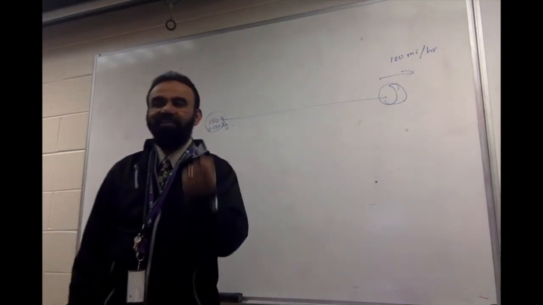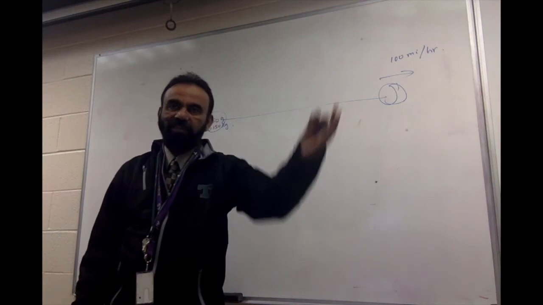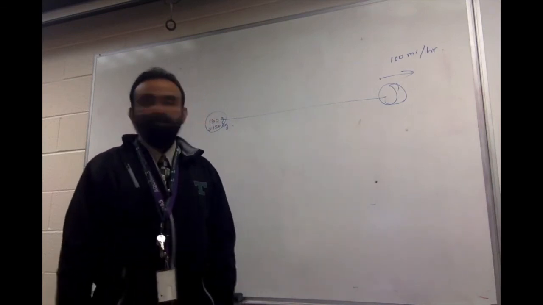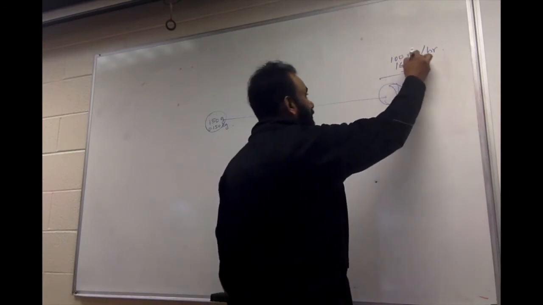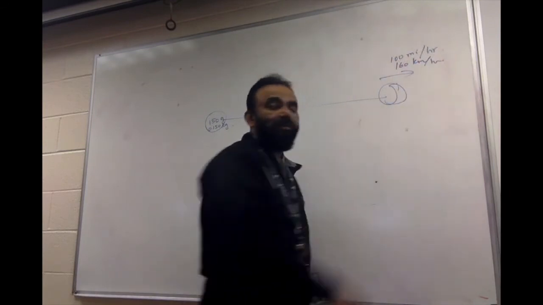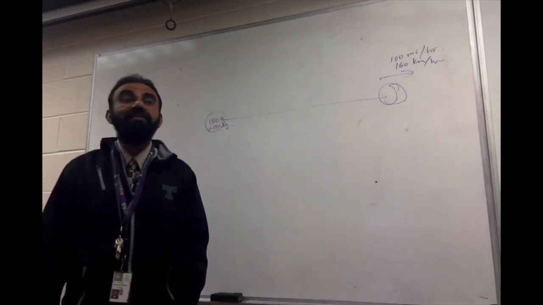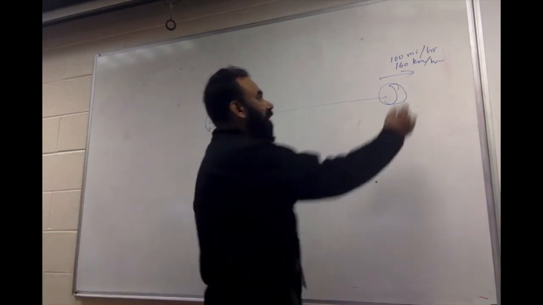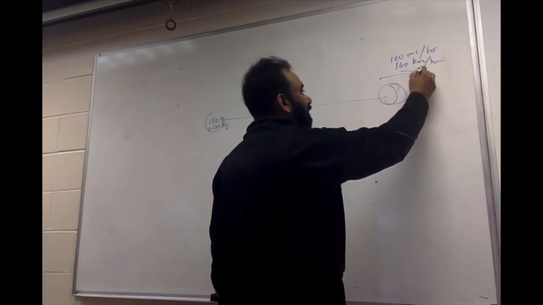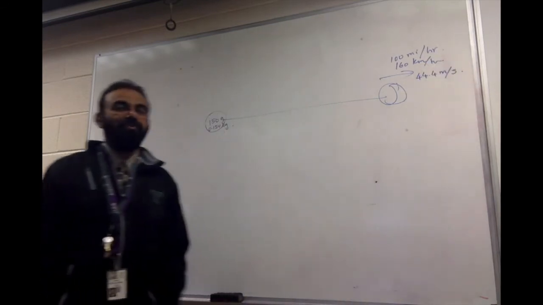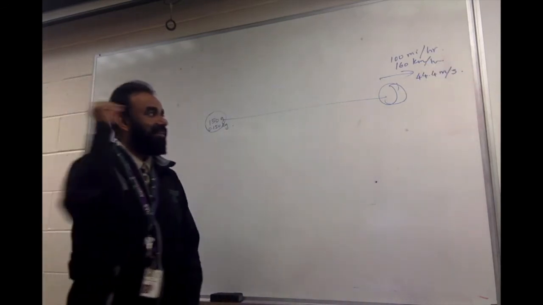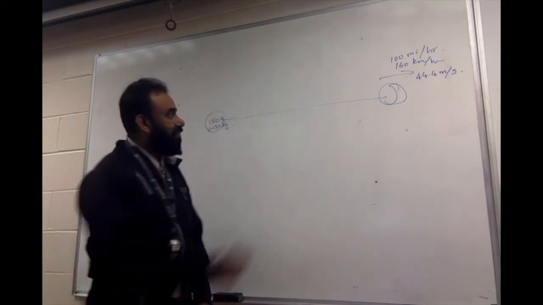And you know how to change this to meters per second, because we need everything in kilograms, meters, and seconds. That's something that you should have learned already. 100 miles an hour is 160 kilometers an hour, correct. And then what do you do to change it to meters per second? Divide by 3.6, which is 44.4. All right, 44.4 meters per second is the speed with which it's going off. And this is 2 meters.